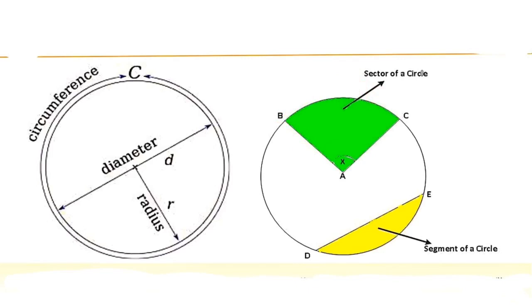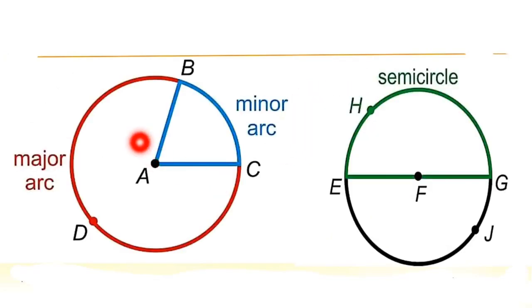And look at this radius. Radius means a line segment joining the center and any other point on the circle. Can you see this? Always the radius is drawn from the center of the circle. So it joins the center and any point on the circle. That is called a radius. Okay, and if the area is enclosed between two radii, that area is called a sector of a circle.